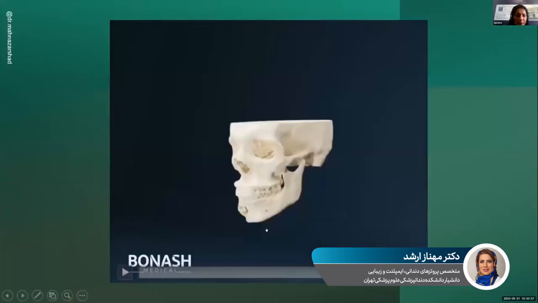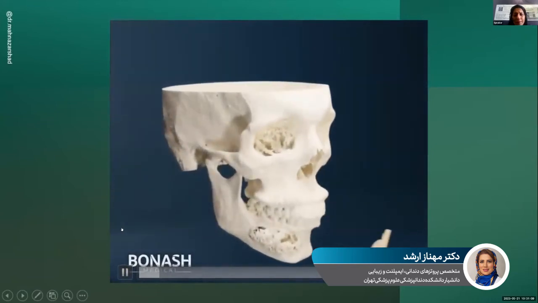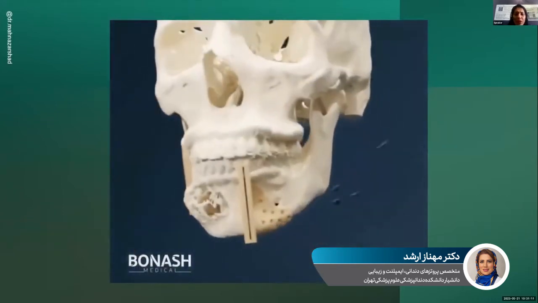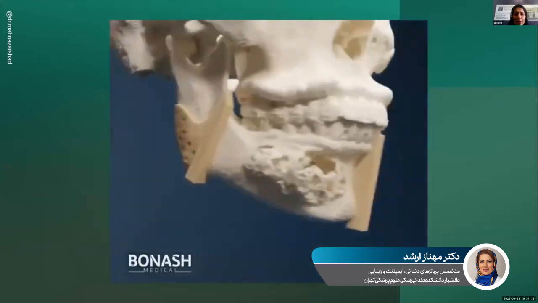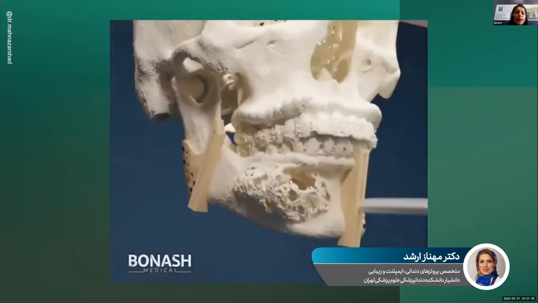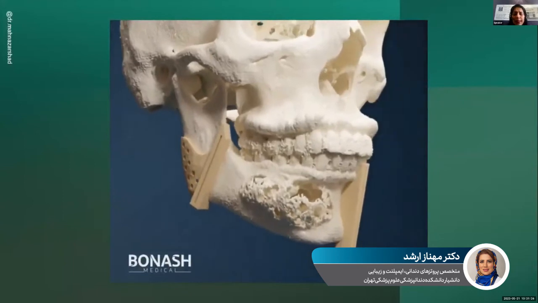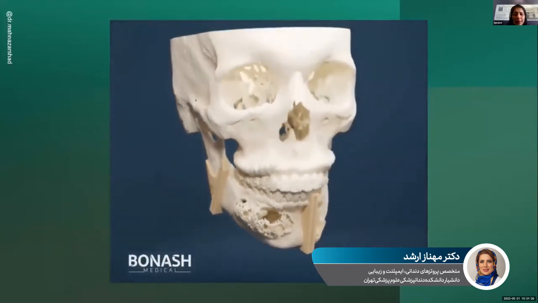I have a movie of how we make subperiosteal implants. Maybe you want to see it. This is of the patient, the man that has ameloblastoma. This is the procedure of the surgery, and putting and screwing the subperiosteal implants.